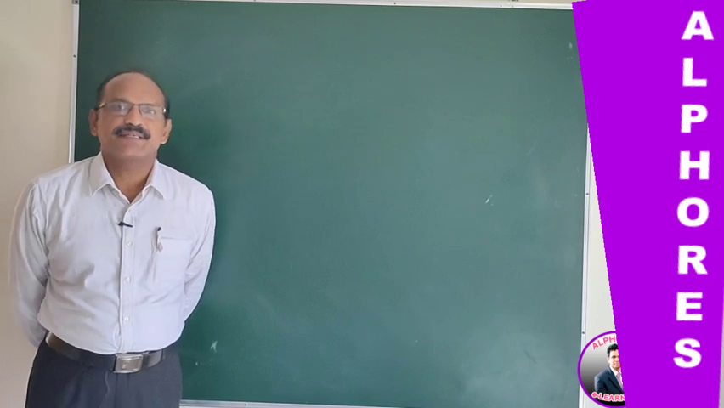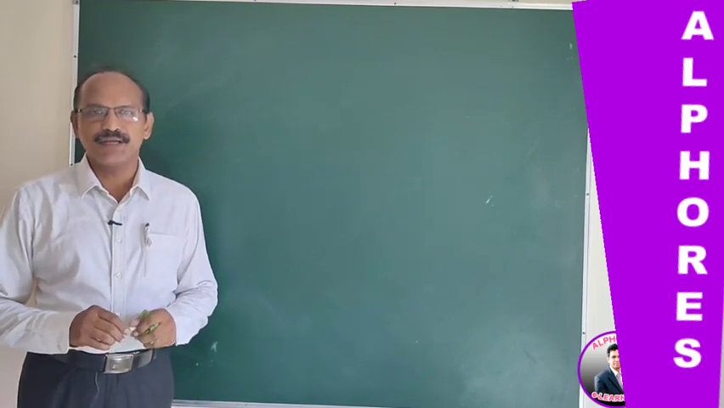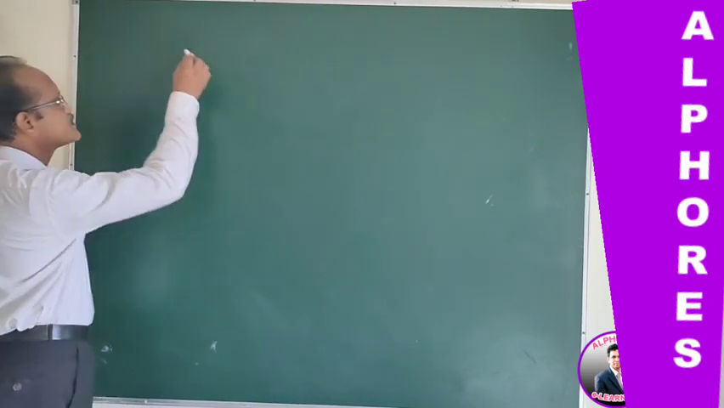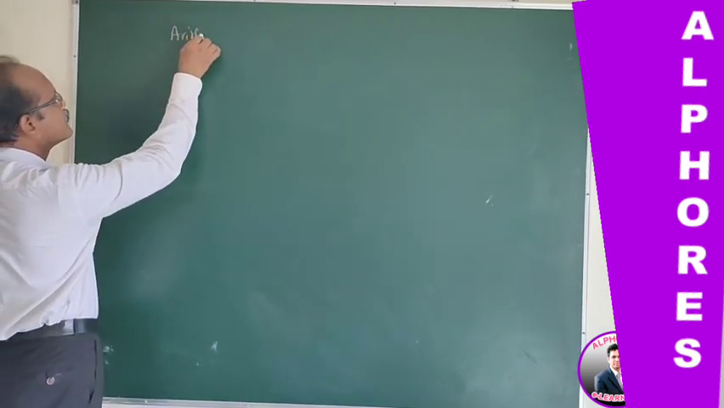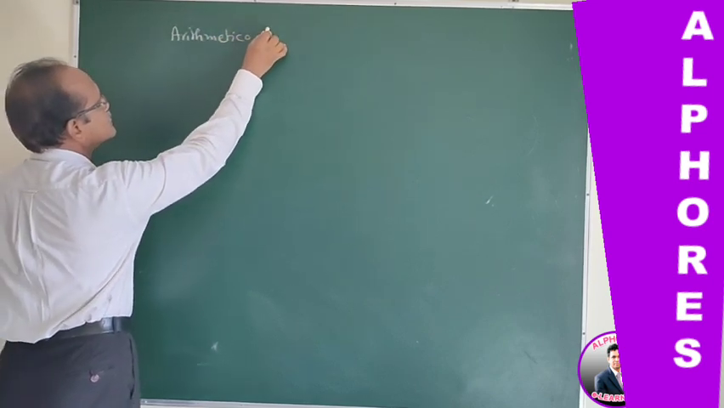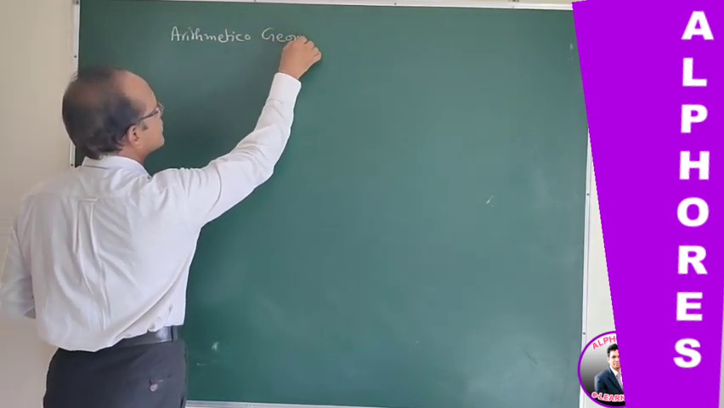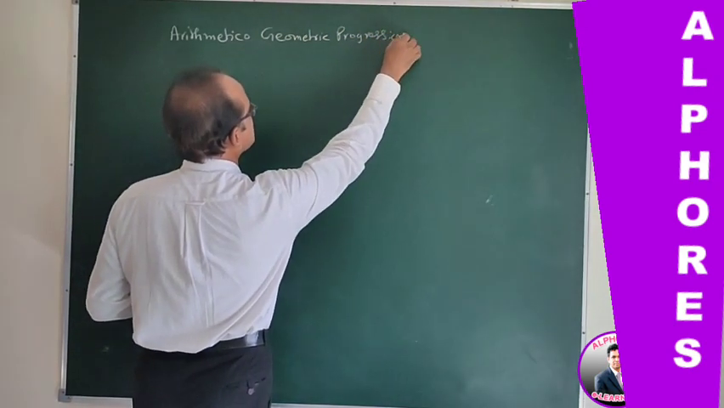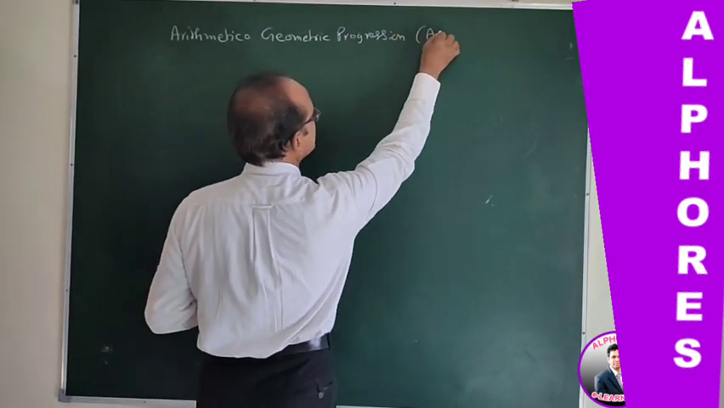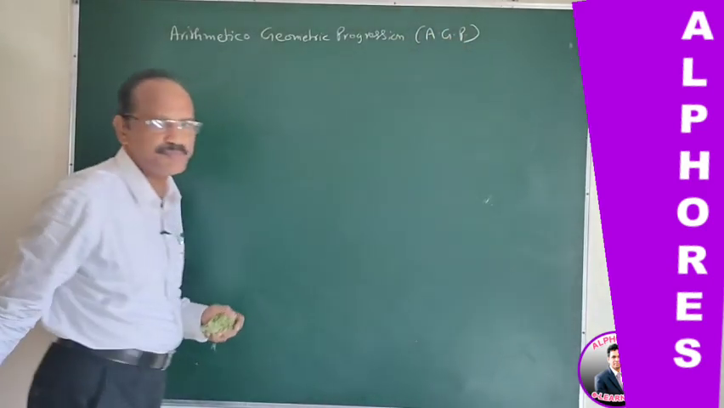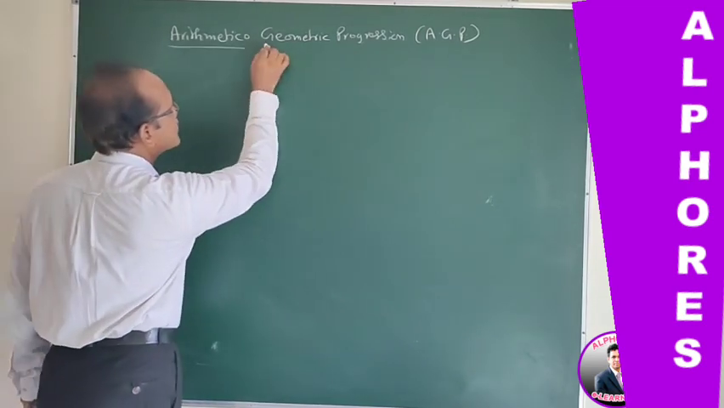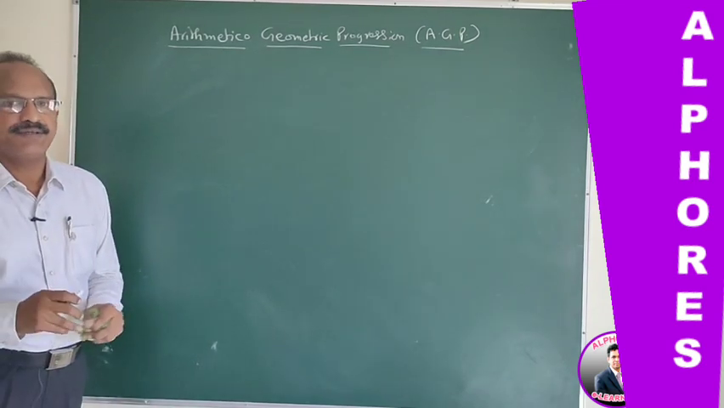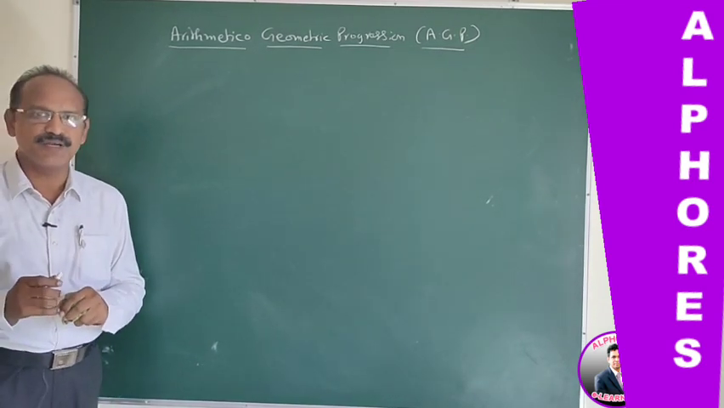Today we are going to discuss another type of progression, that is arithmetico-geometric progression. The title is arithmetico-geometric progression. It is simply called the AGP series. This is the AGP series, right? Arithmetico-geometric progression, nothing but AGP series. Okay, what is meant by arithmetico-geometric progression?